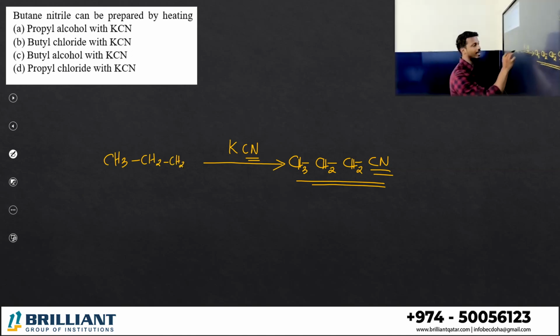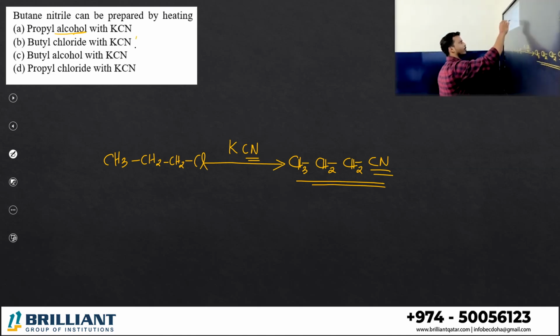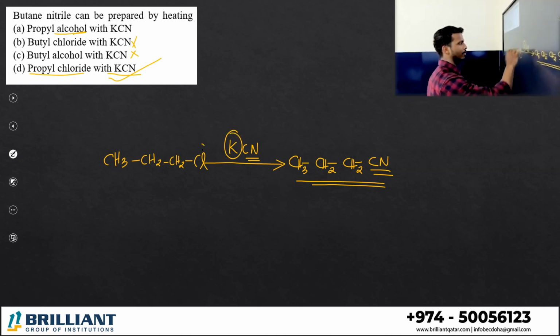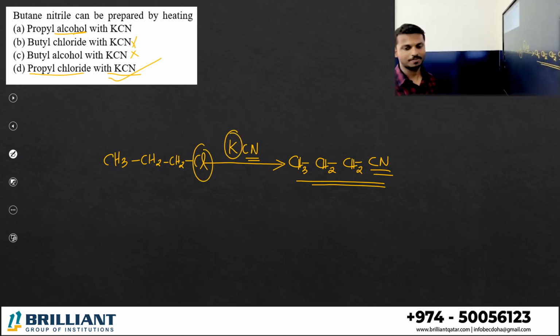It should be a haloalkane, right? Okay, chlorine. Propyl chloride. Propyl alcohol? No, alcohol we are not using. Butyl not possible. Yeah, propyl chloride with the KCN. Option D is the correct one. Propyl chloride treated with this KCN will eliminate chloride, and you will get the product.